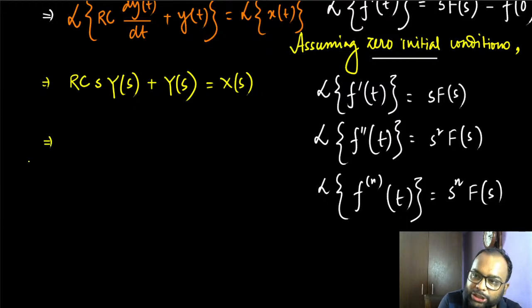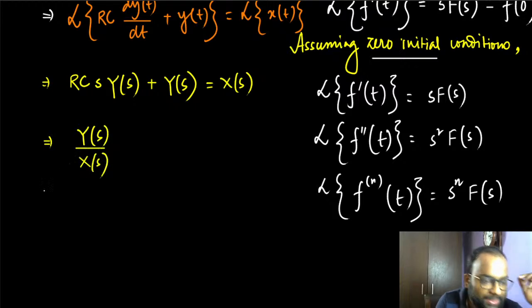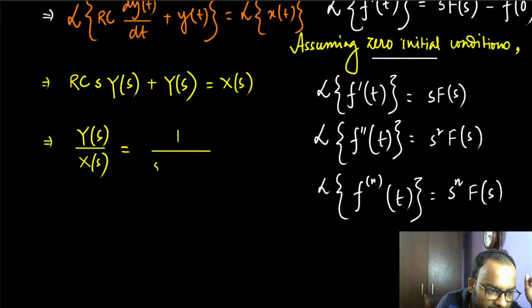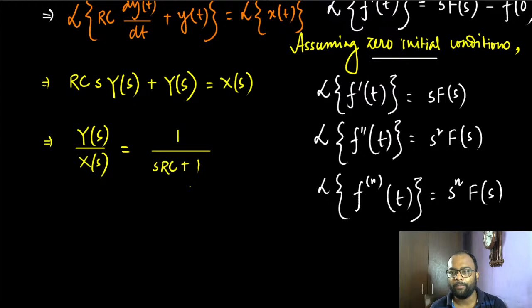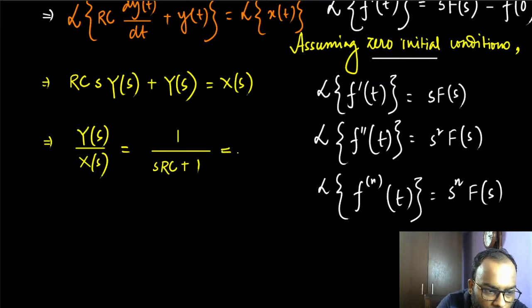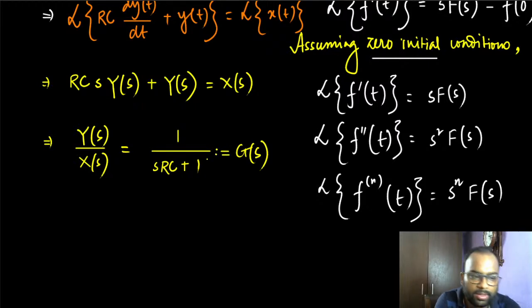From there we can calculate the ratio of the Laplace transform of the output to that of the input. In this particular case, this is going to become 1 by (sRC plus 1). By definition, we know that this is equal to the Laplace transform of the impulse response, which is also known as the transfer function of the system. So this is the transfer function of the system by definition.